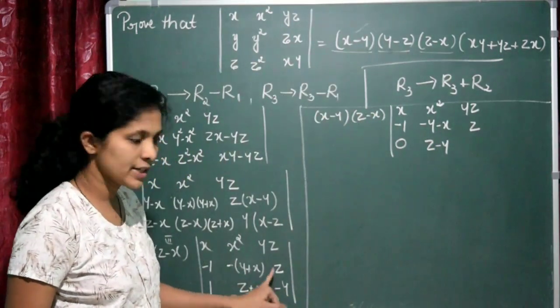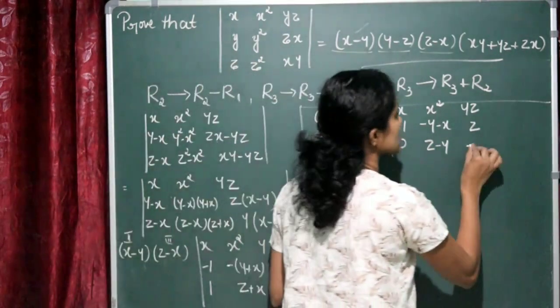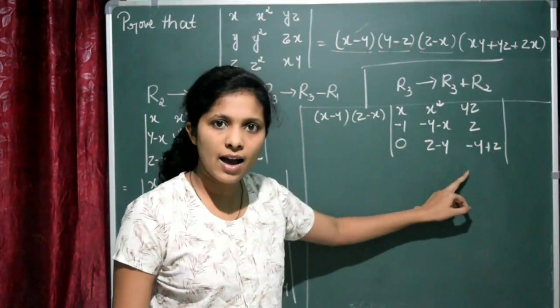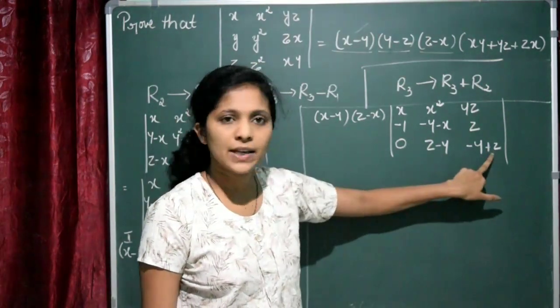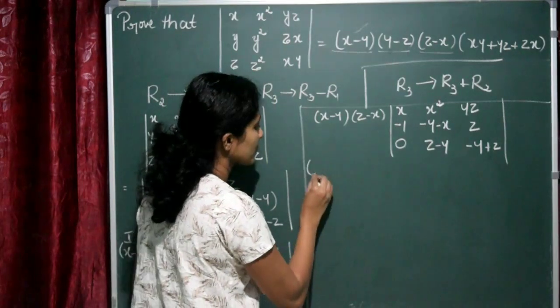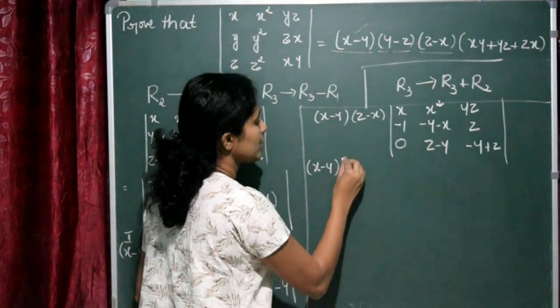Next here minus y plus z. Minus y plus z. Now you can see this one in the last row. Here z minus y is there. Here also z minus y is there. We can take that common, right? So this is now x minus y into z minus x.